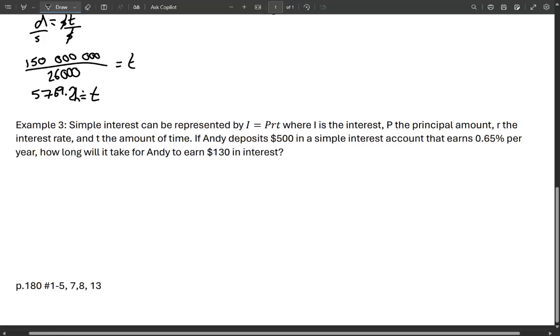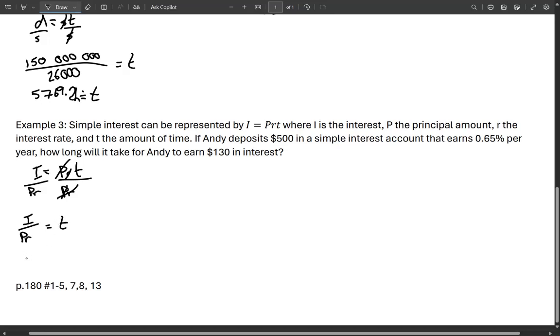Again, asking how long things will take. Well, if we're looking at our formula, we know T represents time, so we can rearrange this and then sub in stuff. I equals PRT. Well, it's pretty easy. Just divide both sides by PR. And these cancel out. And I'm left with I over PR equals T.